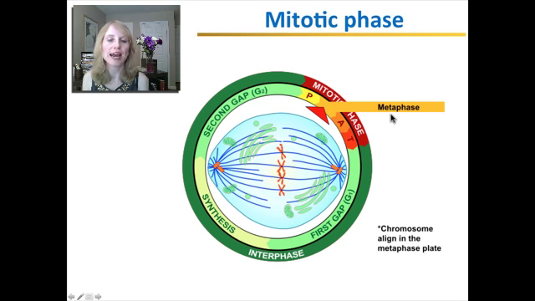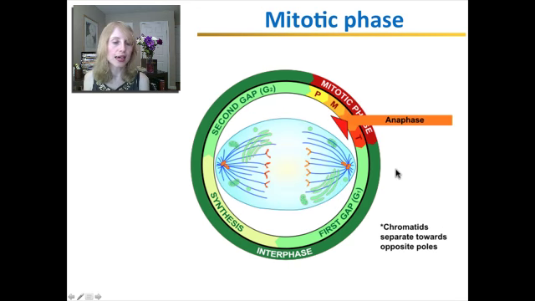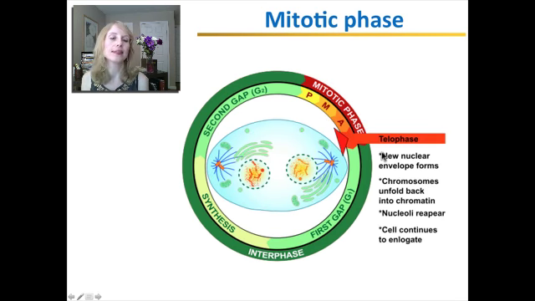Now we move on to metaphase. Metaphase, easy to remember. Chromosomes simply align in the middle, at the metaphase plate. It's what's sometimes called the equator of the cell. In anaphase, the sister chromatids separate from each other and begin to move towards opposite poles. And then telophase is when the chromosomes have now arrived at the two opposite poles of the cell.